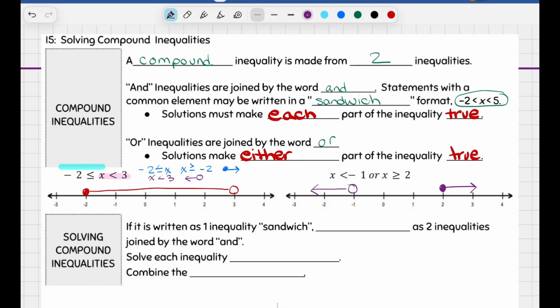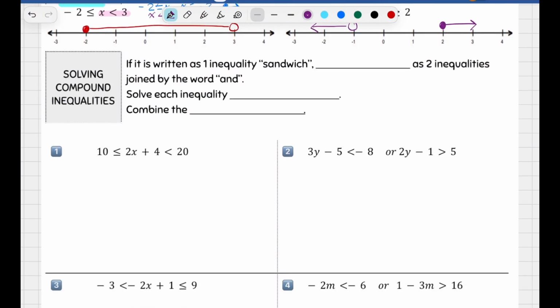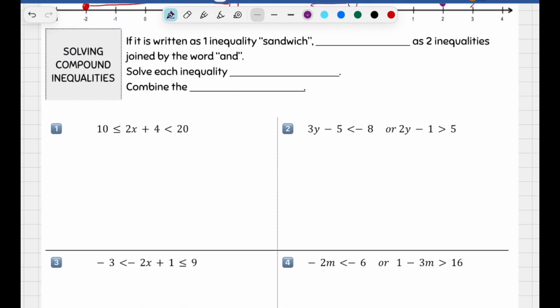But how do you solve them? So to solve these, if it is written as one inequality sandwich, you need to rewrite as an and inequality. So you are just going to write out both of them. You're going to solve each inequality separately. So what does that mean? You have two problems in one. And then you're going to combine the solutions. You're going to combine the two answers into one solution.